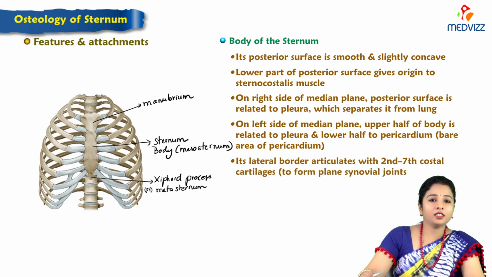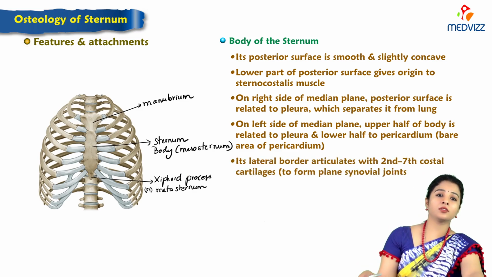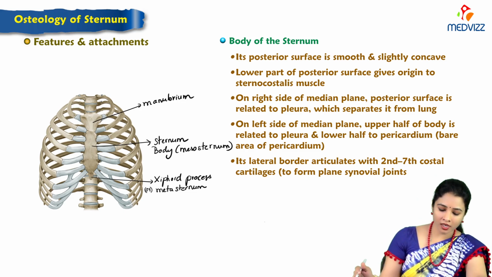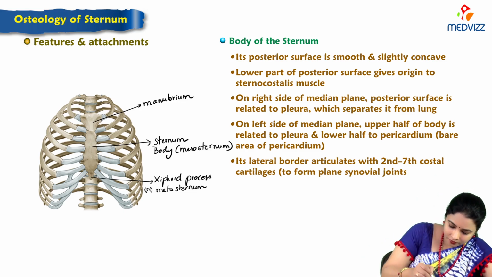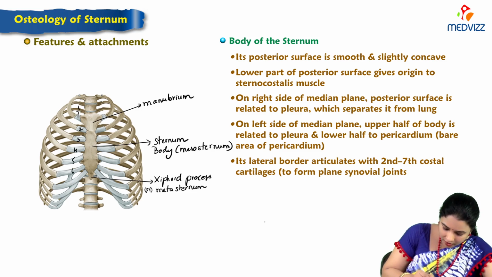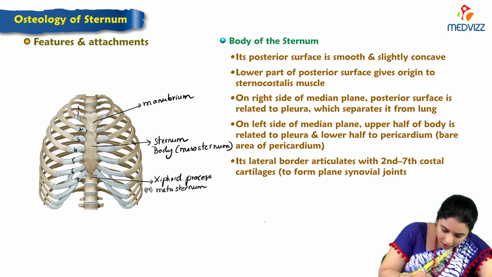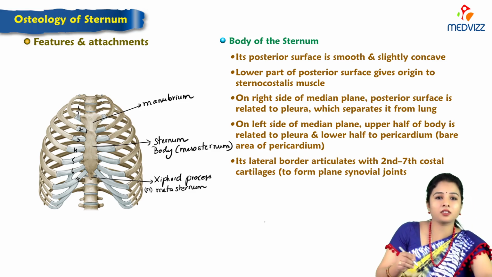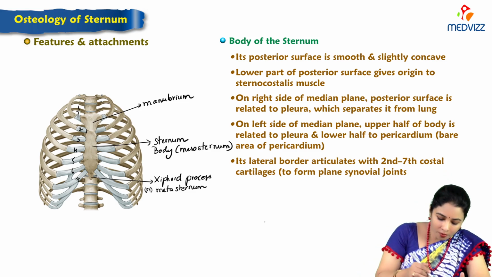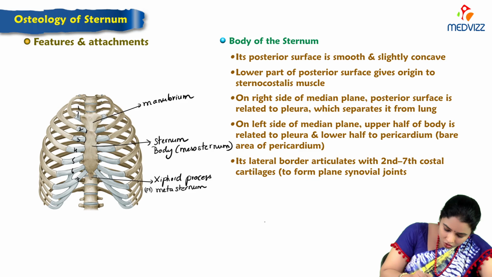If you see the lateral border of the sternum, it articulates with the 2nd to 7th costal cartilages. So this is the first. Here is the first costal cartilage, 2nd, 3rd, 4th, 5th, 6th and 7th. We can see the body of the sternum partially articulates with the 2nd and continues with the 3rd, 4th, 5th, 6th, and the 7th is also at the junction between the body and the xiphoid process, to form plain synovial joints. So these joints are plain synovial joints.